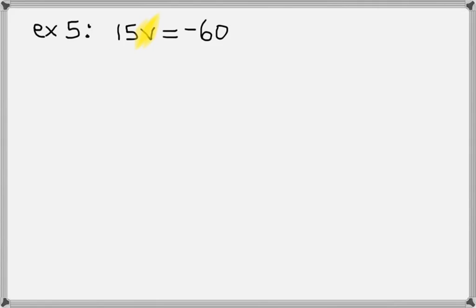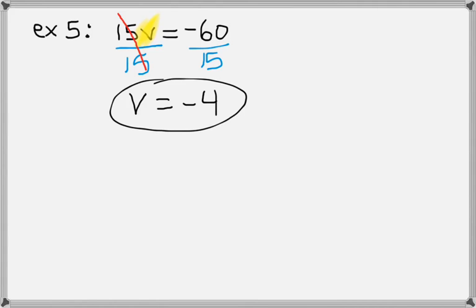So we need to divide both sides by 15. When we do that, 15 divided by 15 gives us 1, so that's going to cancel, leaving us with our v by itself is equal to negative 60 divided by 15, which gives us a negative 4. And we have our final answer.